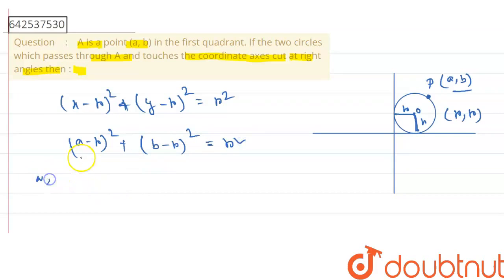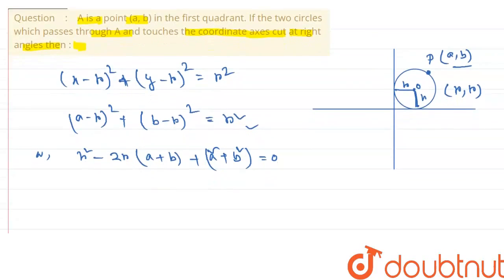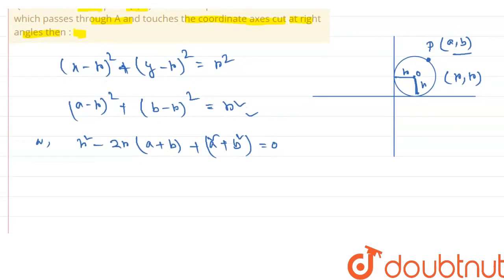If we evaluate this, then we have r square plus r square, which is r square, minus 2r times (a plus b), and also we have a square plus b square. So this is the reduced form of that equation, r square minus 2(a plus b)r plus a square plus b square equals 0. This is a quadratic equation in r.